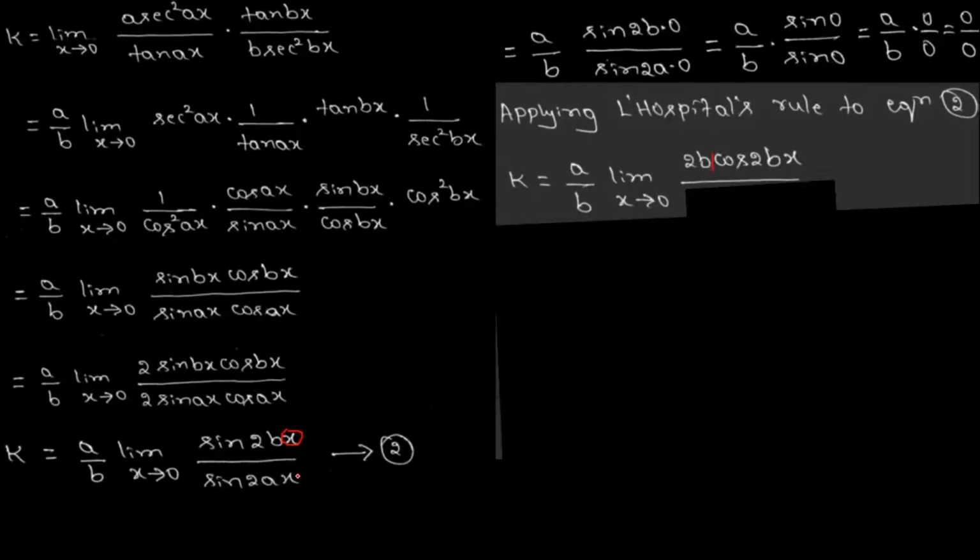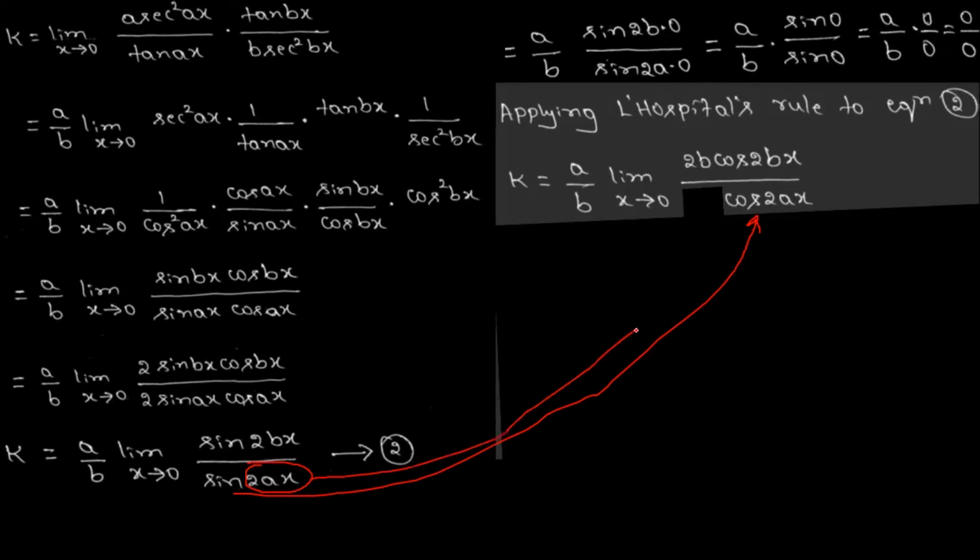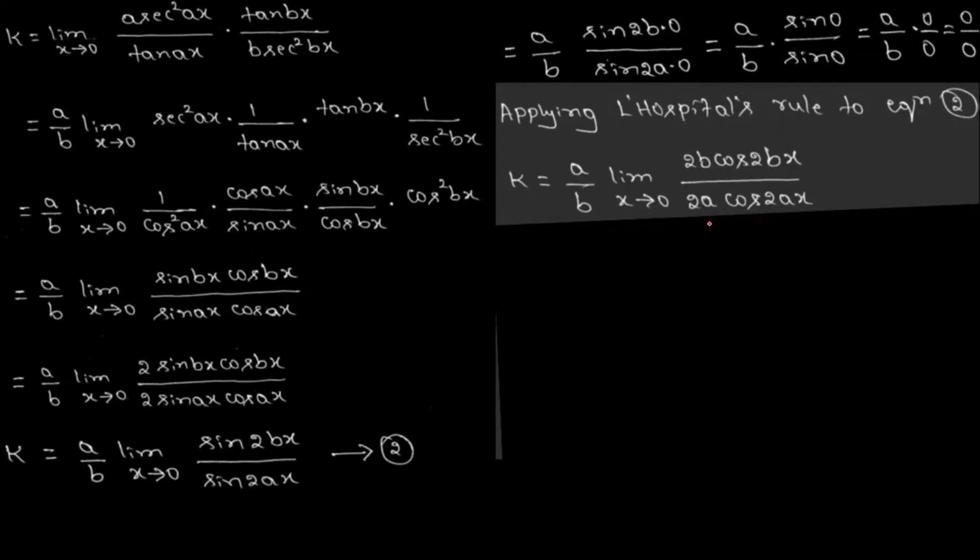Similarly, let us differentiate the denominator. Differentiation of sin 2ax is cos 2ax into differentiation of 2ax using the chain rule, which gives just 2a. We have written this.